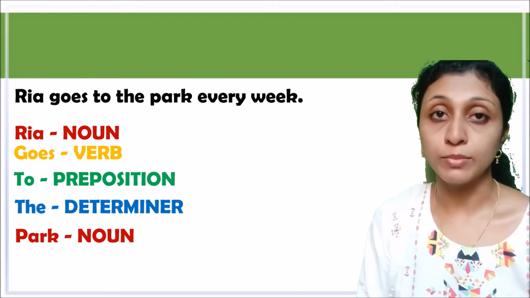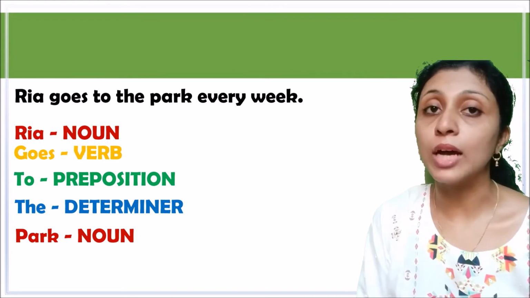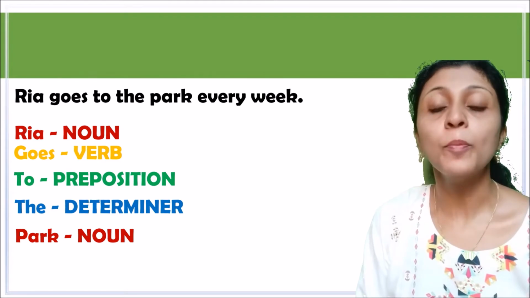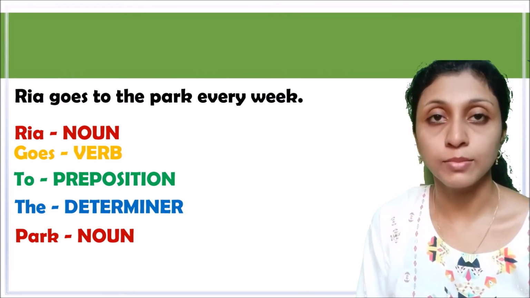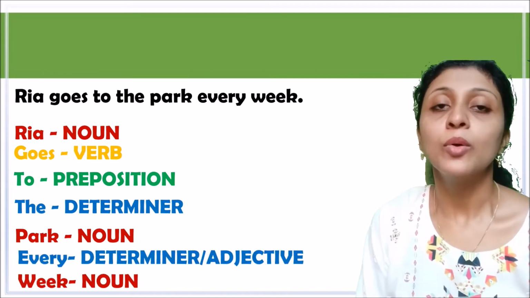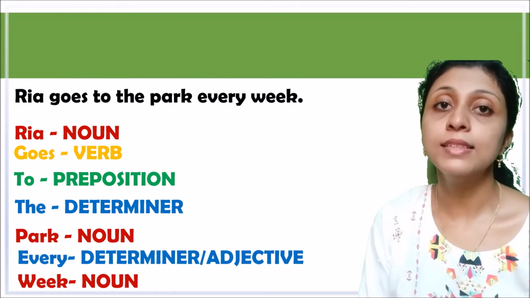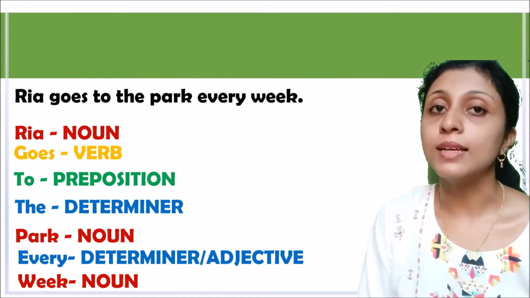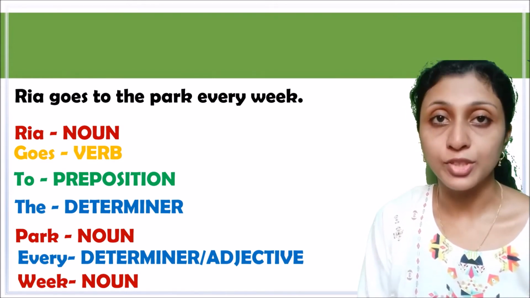The is a determiner. The is a determiner because we've got the noun park that comes after the word the. Therefore, we are giving more definition to the noun park. The is a determiner. Every week. Again, we have got week to be a noun, and therefore, every is a determiner. Now, it can be referred to as a determiner as well as it can be referred to as an adjective. It will come under the distributive adjective.